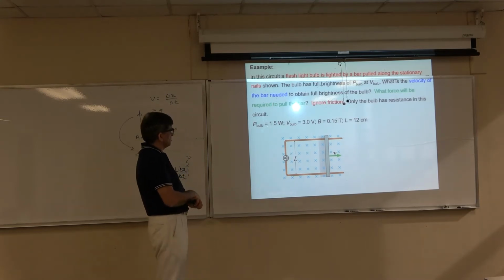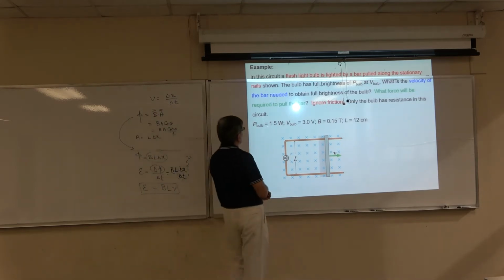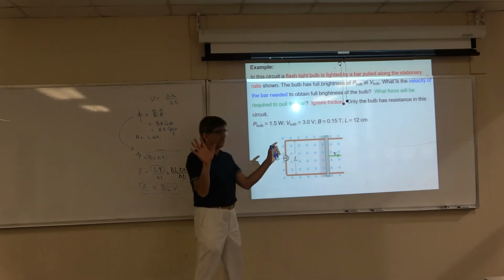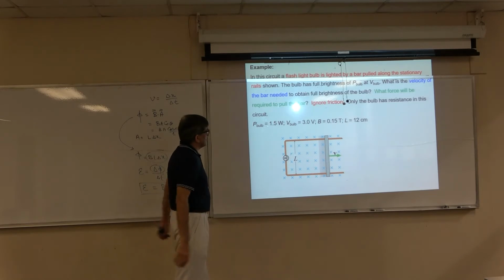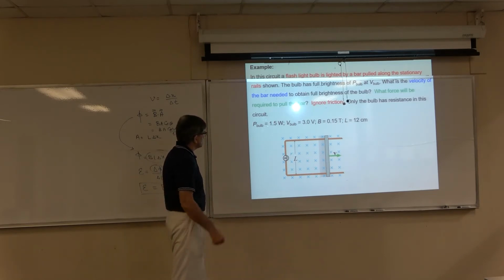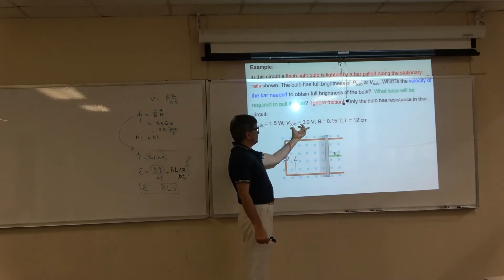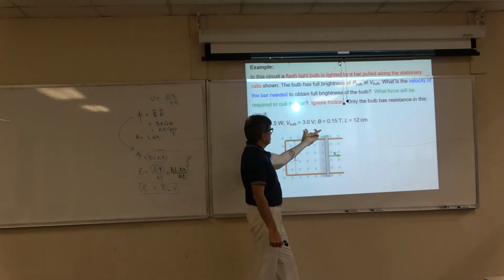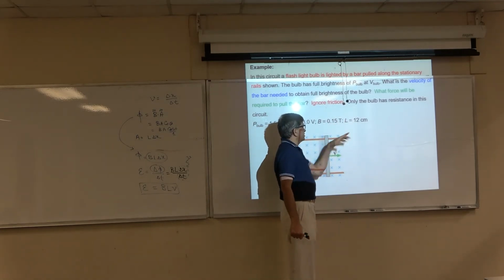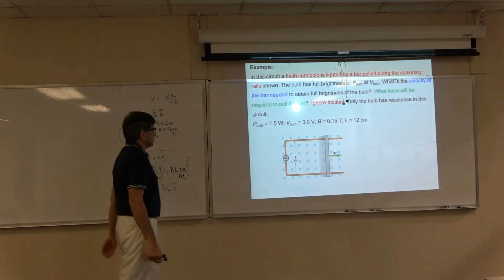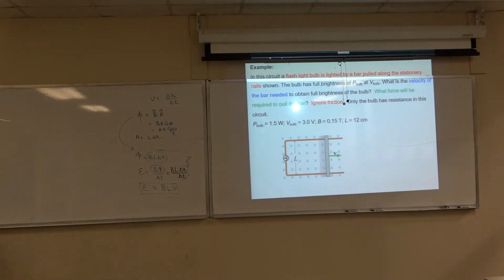So it's a nice new bulb which can be fully brightened. What force will be required to pull the bar? Ignore the friction, so let's not deal with friction right now. Only the bulb has a resistance in this circuit. So we know the power, the voltage or potential drop across the bulb, the magnetic field B applied, and the length of the bar is given to you in centimeters. Make sure to convert everything to the same system of units.